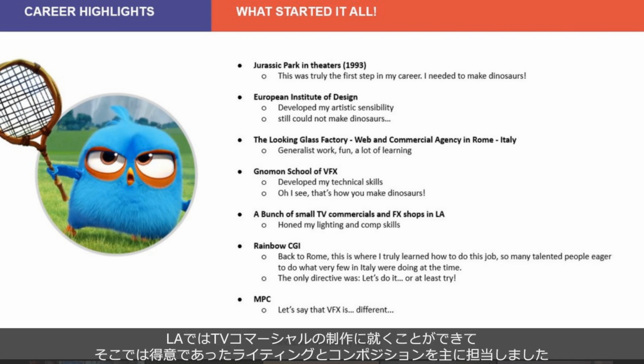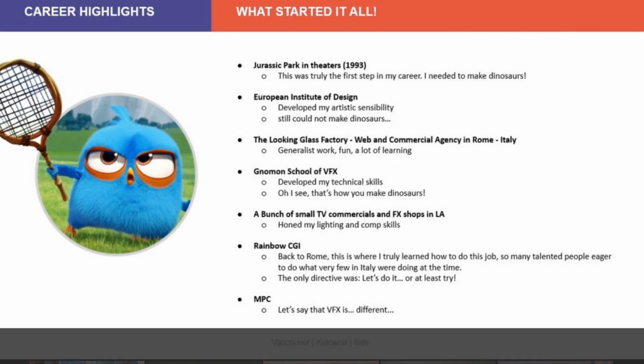I worked a little bit in commercial and small visual effects shops back in Los Angeles, where, again, I was a generalist, but I started focusing my skills in lighting and comp mostly, because that's what I liked the most and I was better at, basically. After more than 2, 3 years in Los Angeles, I went back to Rome. And I joined a company called Rainbow CGI. And it was one of the few companies in Italy doing animation at the time.